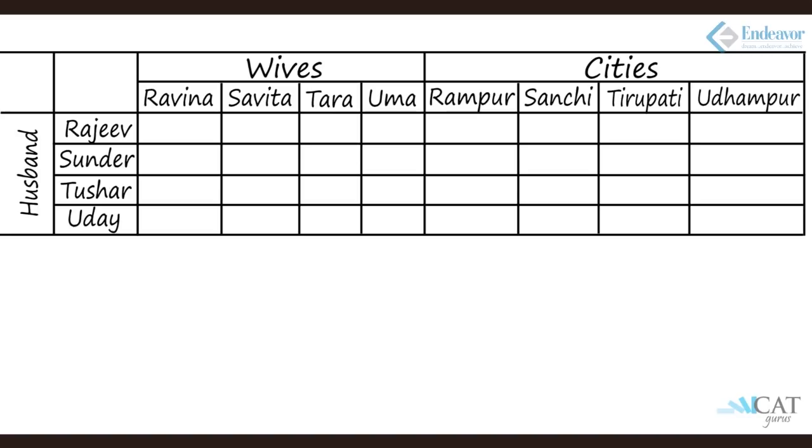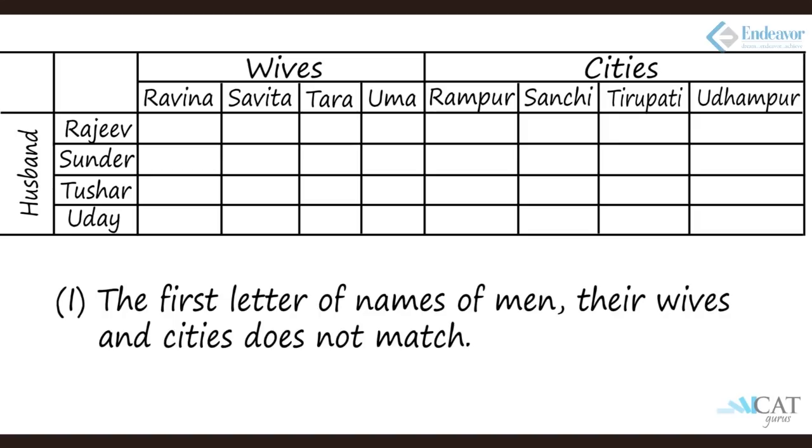Now we move in further. With the help of the first information, it can be concluded that Rajiv cannot be married to Ravina and does not live in Rampur, which is what we had indicated. Similarly, it holds true for nearly everyone. So we can say Uday cannot be married to Uma, nor does he live in Udhampur, and all of those conclusions. On the basis of this information, we can cross the respective blocks in the table that we had made. After we are done with that, say for example, crossing Rajiv, Ravina and Rampur, Sundar, Savita and Sanchi, Tushar, Tara and Tirupati, we put enough crosses in the given table.